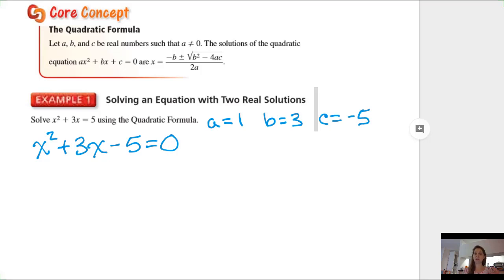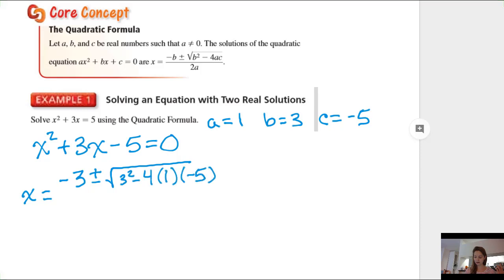Now we'll insert these values into the quadratic formula. And I'm going to sing the song aloud. That's really what goes on in my head as I fill this in. I have x equals negative b plus or minus square root b squared minus 4ac all over 2a. So I've set it up, and now I'll work on simplifying.